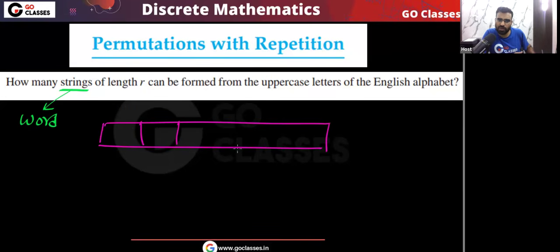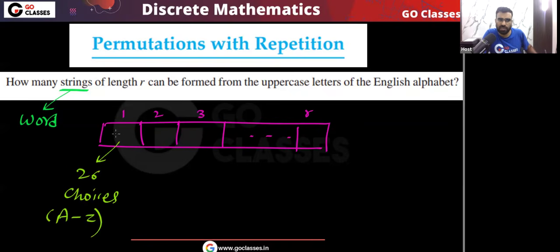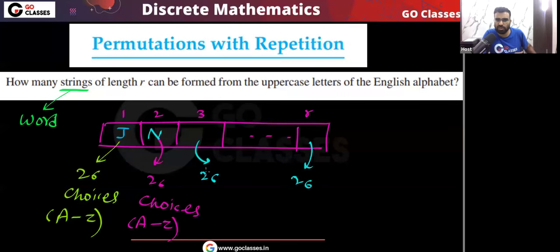We want strings of length R. You can see 1, 2, 3, these are the positions. For position 1, how many choices are there? There are 26 choices. I can put anything from A to Z. For example, let me put J here. Now for the second position, again there are 26 choices, anything from A to Z. For example, let me put N. Like this, for every position, including the last position, there are 26 choices.